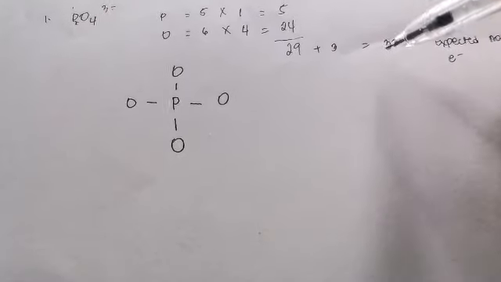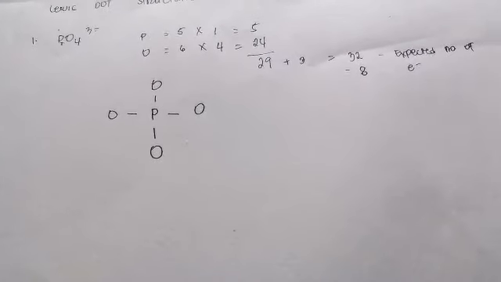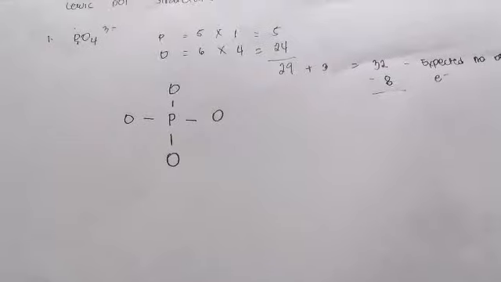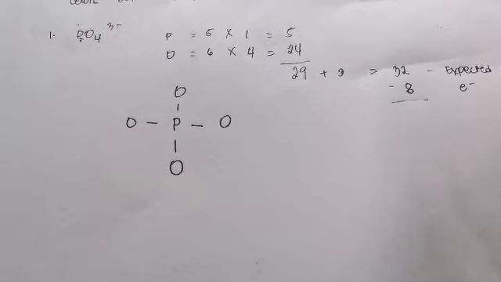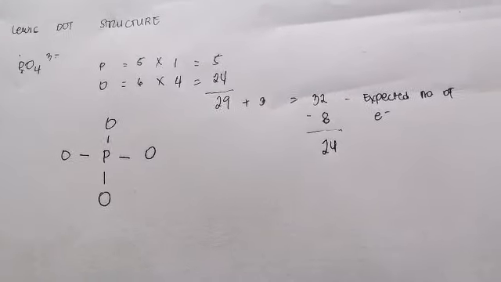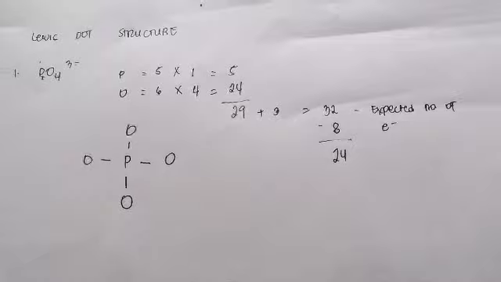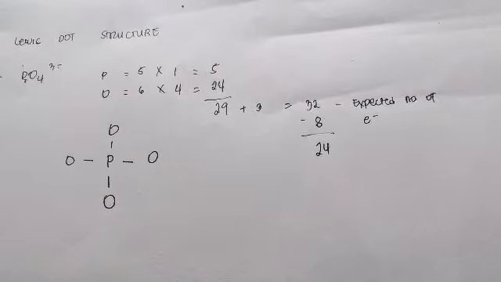So you are going to subtract that here to the expected number of electrons. So do the subtraction. 32 minus 8, you have 24. Okay. Take note that the 24 is the number of electrons that we will distribute throughout the structure, following the octet rule. Okay.